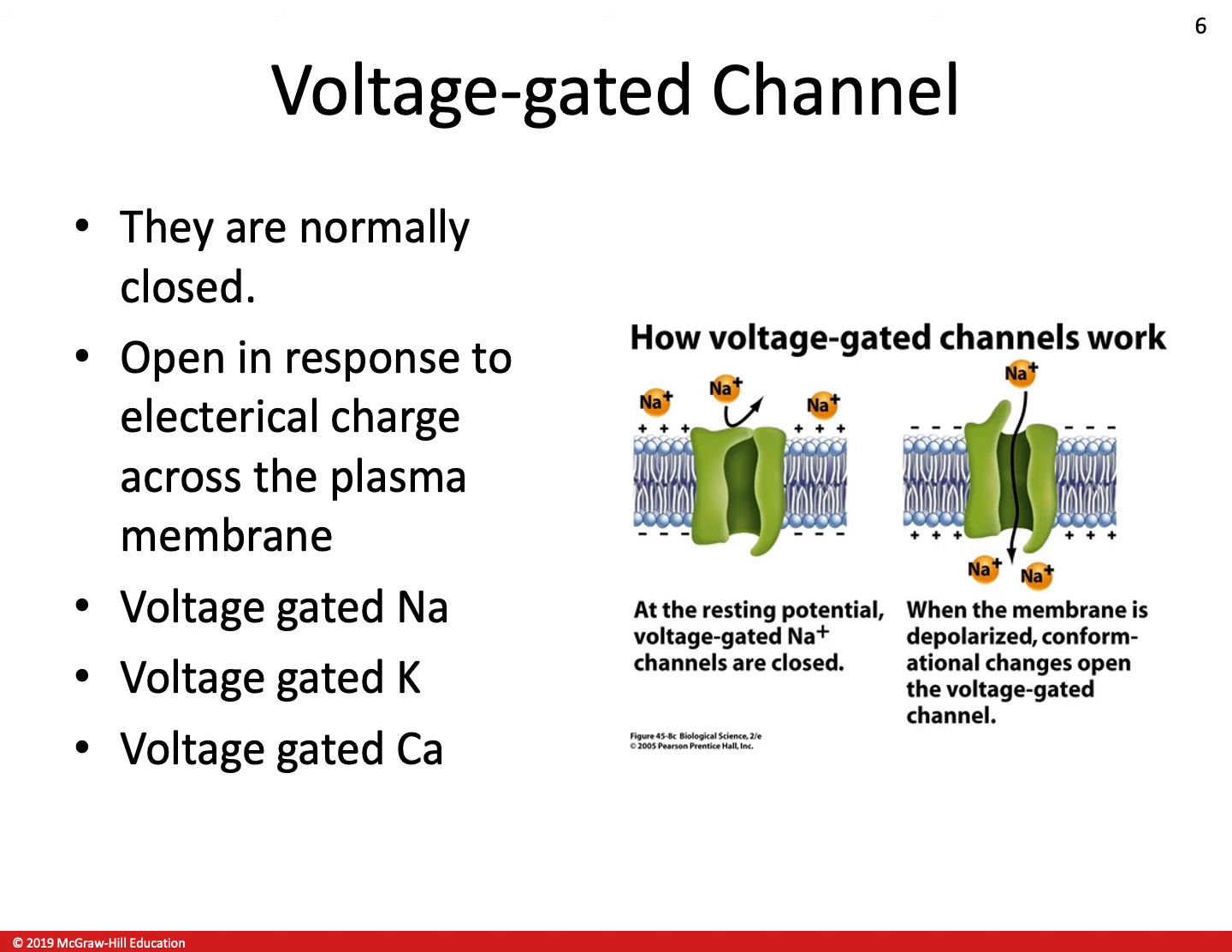The last type of channel is called voltage-gated channels. These channels are normally closed, but they become open in response to a change in electrical charge across the plasma membrane. As you see in this picture, outside the membrane is positive and inside is negative. When we have a change in the plasma membrane charge, outside becomes negative and inside becomes positive, the channel becomes open and lets the particle pass. We have voltage-gated sodium channels, voltage-gated potassium channels, and voltage-gated calcium channels in our neurons.